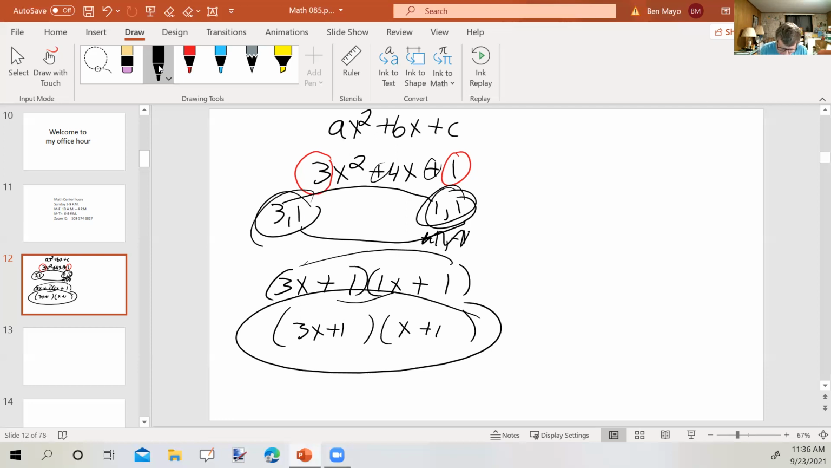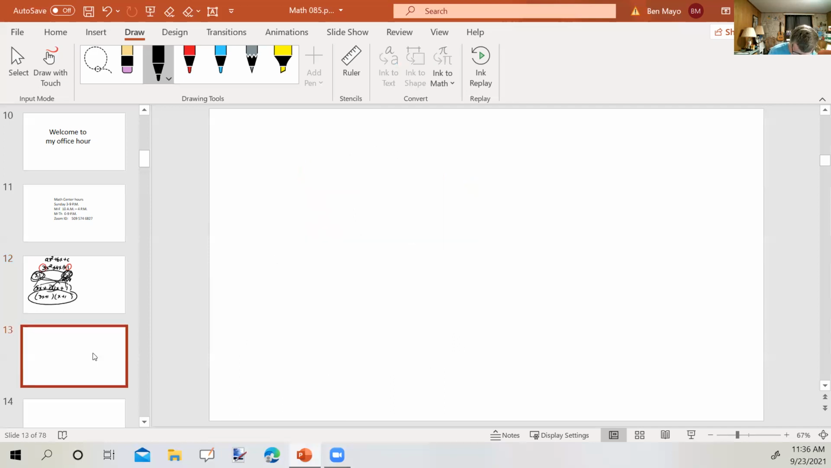I just looked at that and said, well, these have to go in the front, those have to go at the rear. There's their answer, okay? But they're not all this simple. Let's see here. Let's take a look at this one. 7t squared plus 12t plus 5.